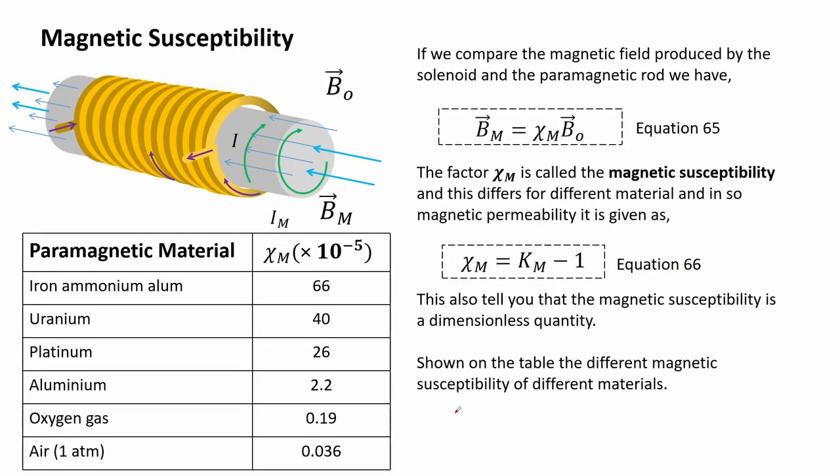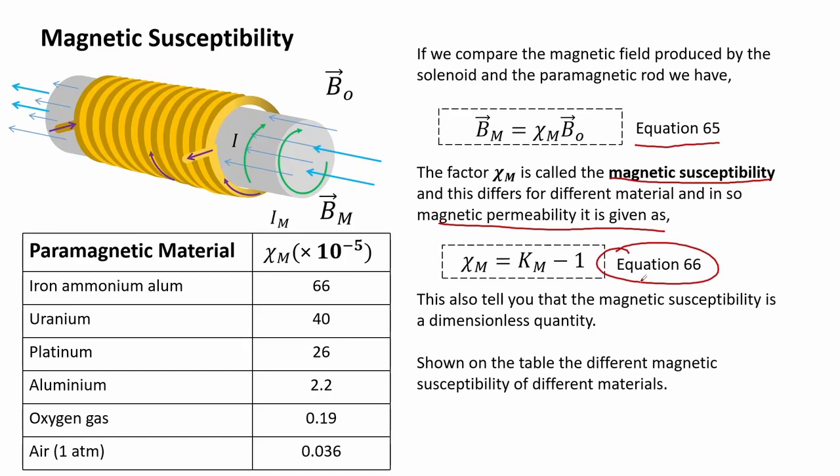If we compare the magnetic field produced by the solenoid and the paramagnetic rod, we have equation 65. The factor here is called the magnetic susceptibility, and this differs for different materials, and in terms of magnetic permeability it is given as equation 66. This also tells you that the magnetic susceptibility is a dimensionless quantity. Shown on the table are the magnetic susceptibilities of different materials.